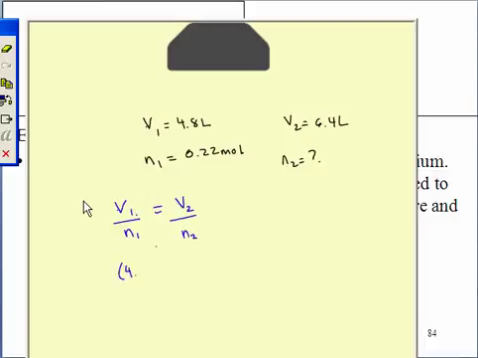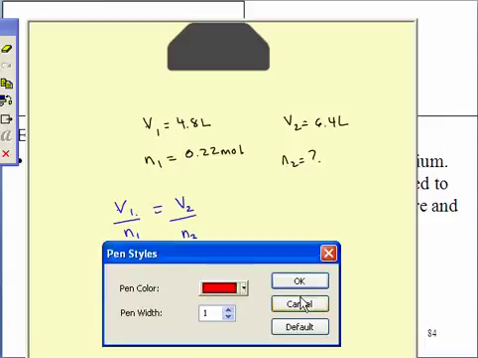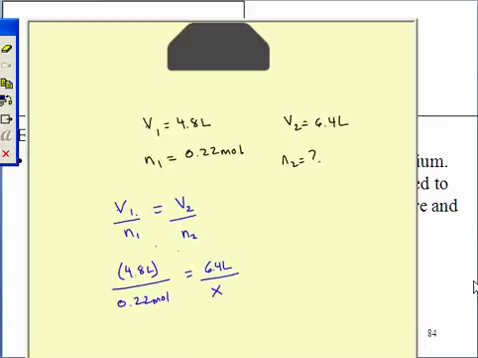Our volume 1, we've already written it out, is 4.8 liters. Our number of moles 1 is 0.22 moles. Our second volume is 6.4 liters, and our second moles is X. Now, I don't know why I put that in parentheses. It doesn't need to be in parentheses. I'm going to change my color of pen now. And what we have now is a proportion, a relationship of equality between two ratios. And to solve for an unknown in a proportion, we are going to cross multiply and then divide by the number that is multiplying our unknown.